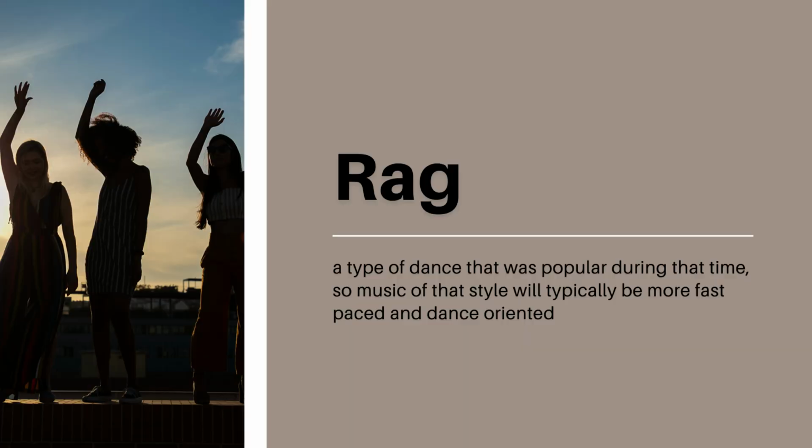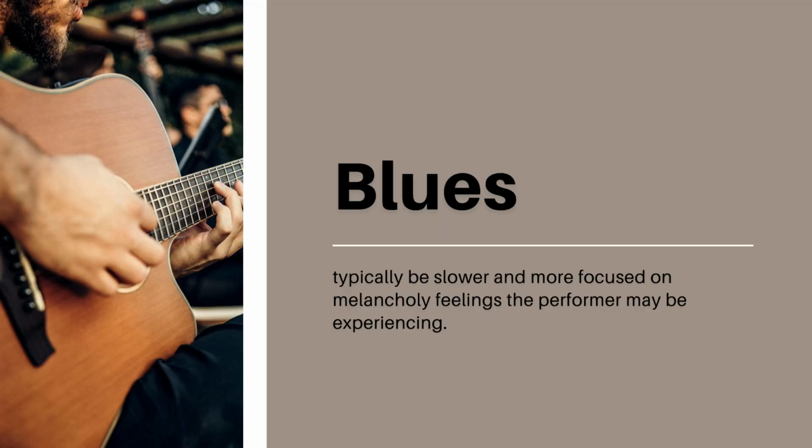For example, a rag is a type of dance that was popular during the 1920s, so that style of music will typically be more fast-paced and dance-oriented. In contrast, a blues song will typically be slower and more focused on melancholy feelings that the performer may be feeling, okay?